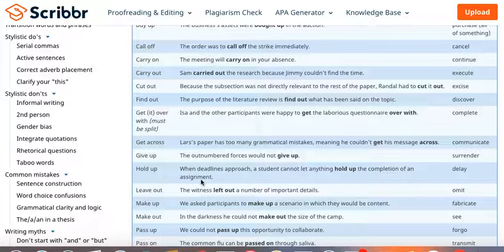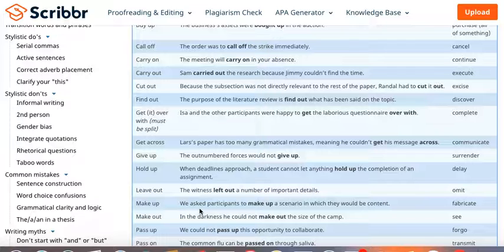Hold up. When deadlines approach, a student cannot let anything hold up the completion of an assignment. Hold up. What does that mean? Delay. Leave out. The witness left out a number of important details. Left out means omit. So these are synonyms. But one word is better than two when you are writing in formal academic style, which is more advanced.